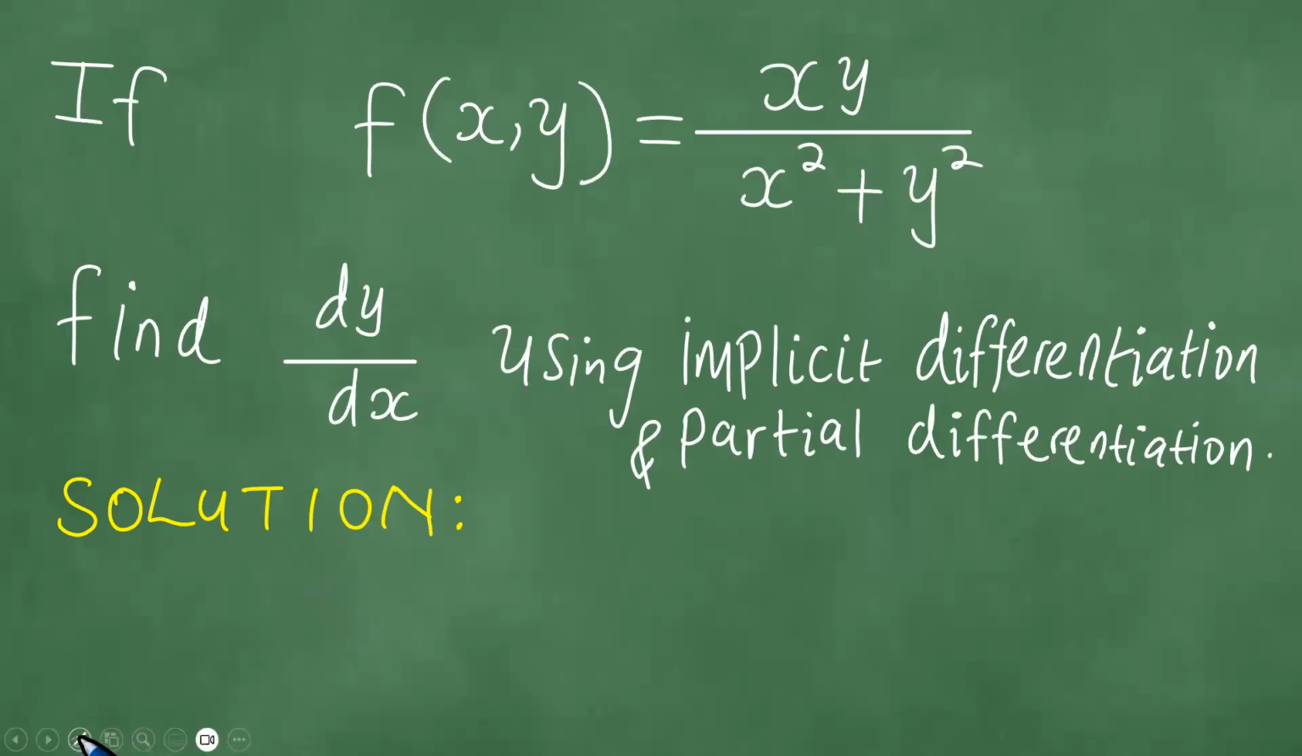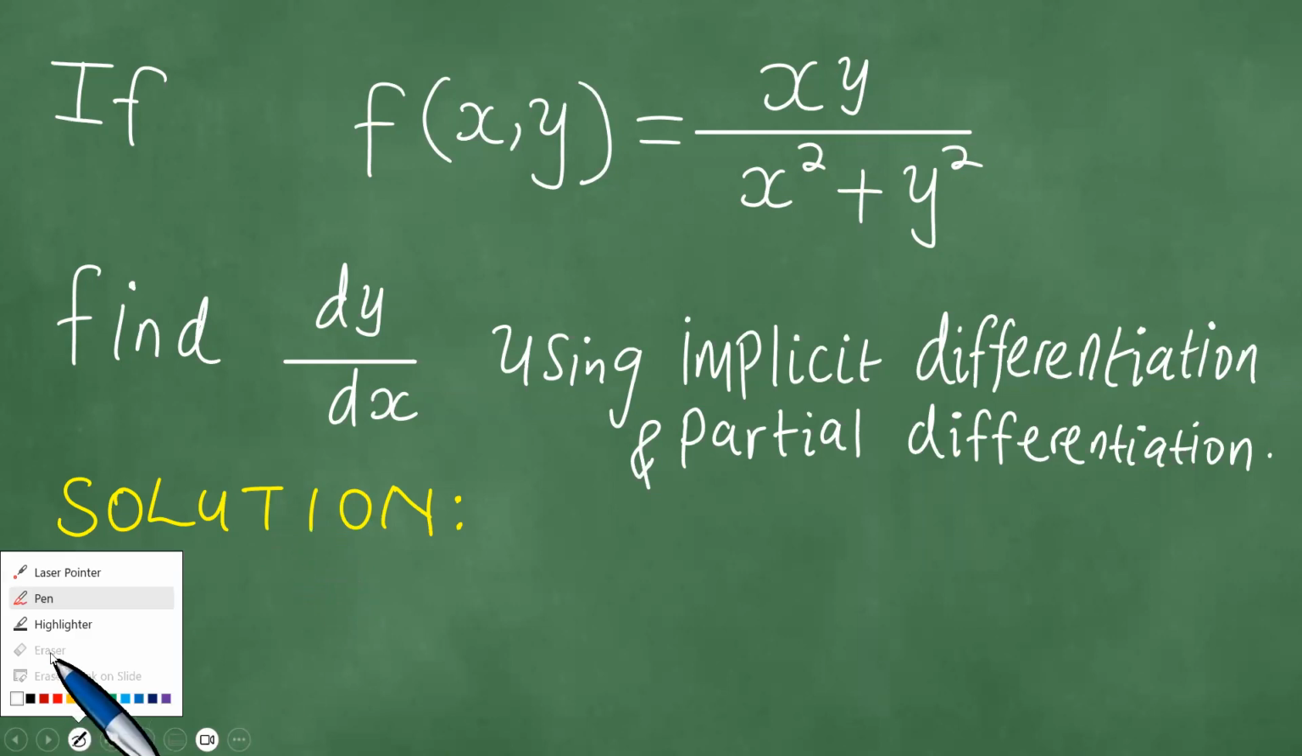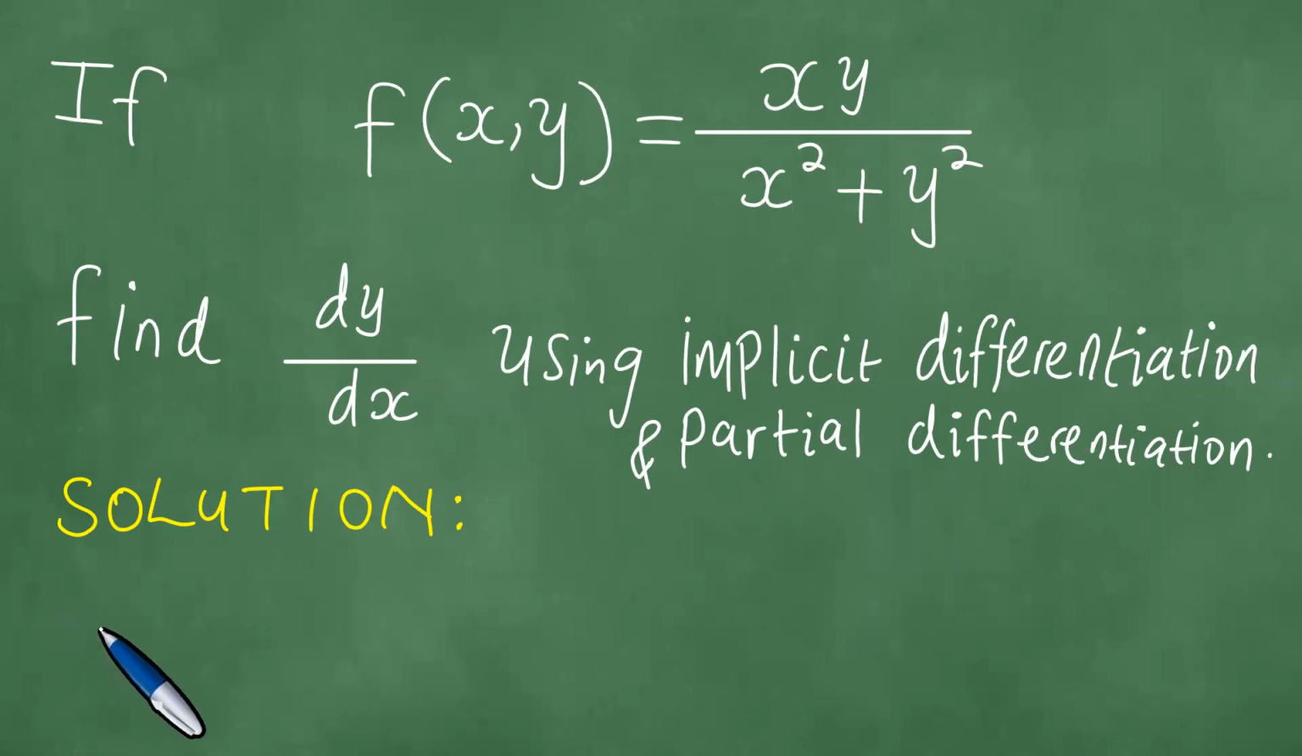Right, we have this calculus question in front of us, and we need to find dy/dx if f(x, y), a multivariable function, equals xy all divided by x squared plus y squared. Find dy/dx using implicit differentiation and partial differentiation. So, to actually solve this problem, we start as follows.